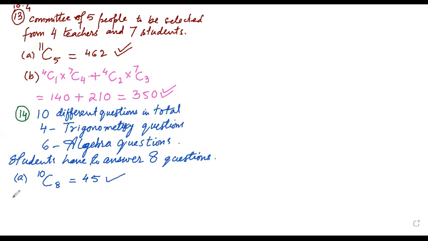Now, in part B, at least four algebra questions should be there. So, we start with the algebra questions. At least four. So, we start selecting four algebra questions out of six, and then the remaining questions are four. These four questions should be from the trigonometry. Those are four.